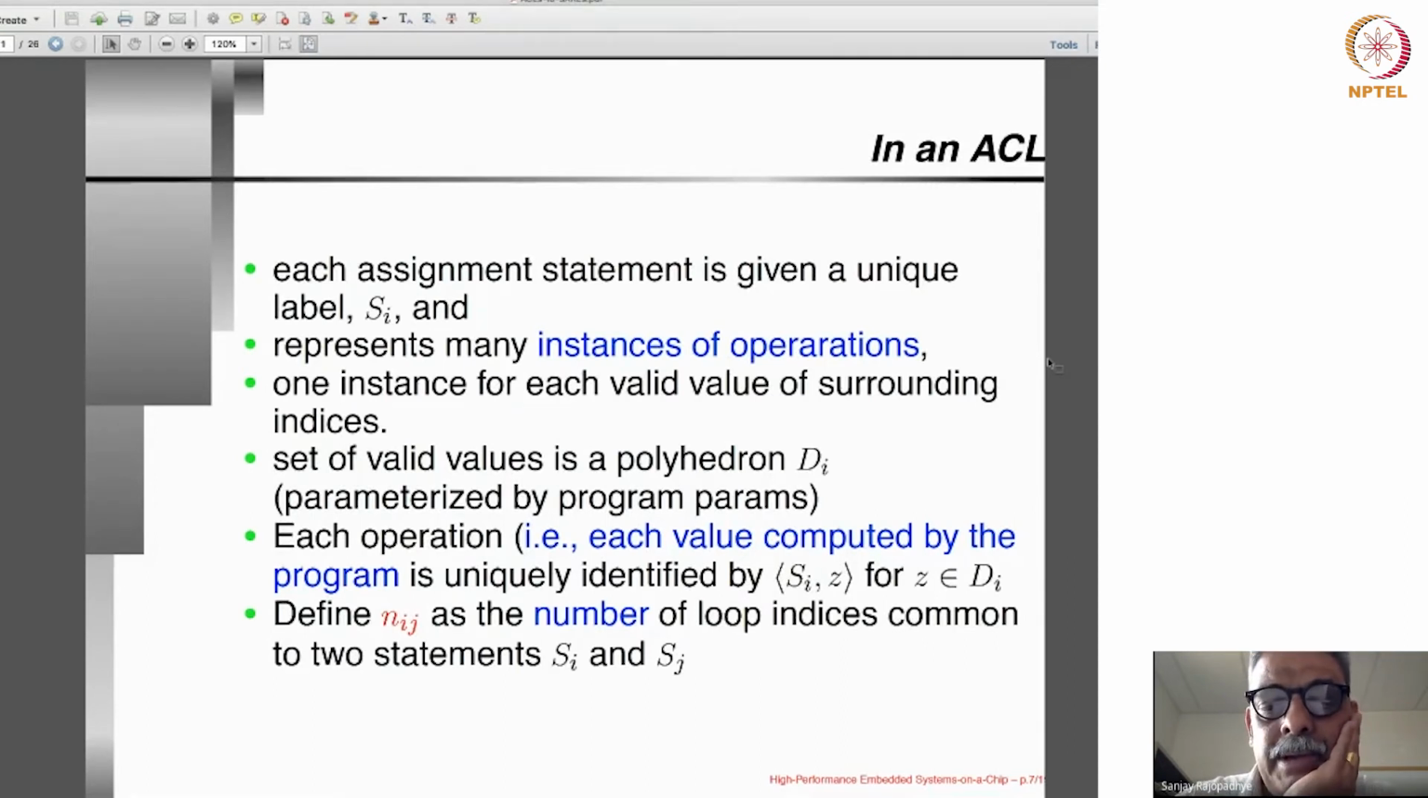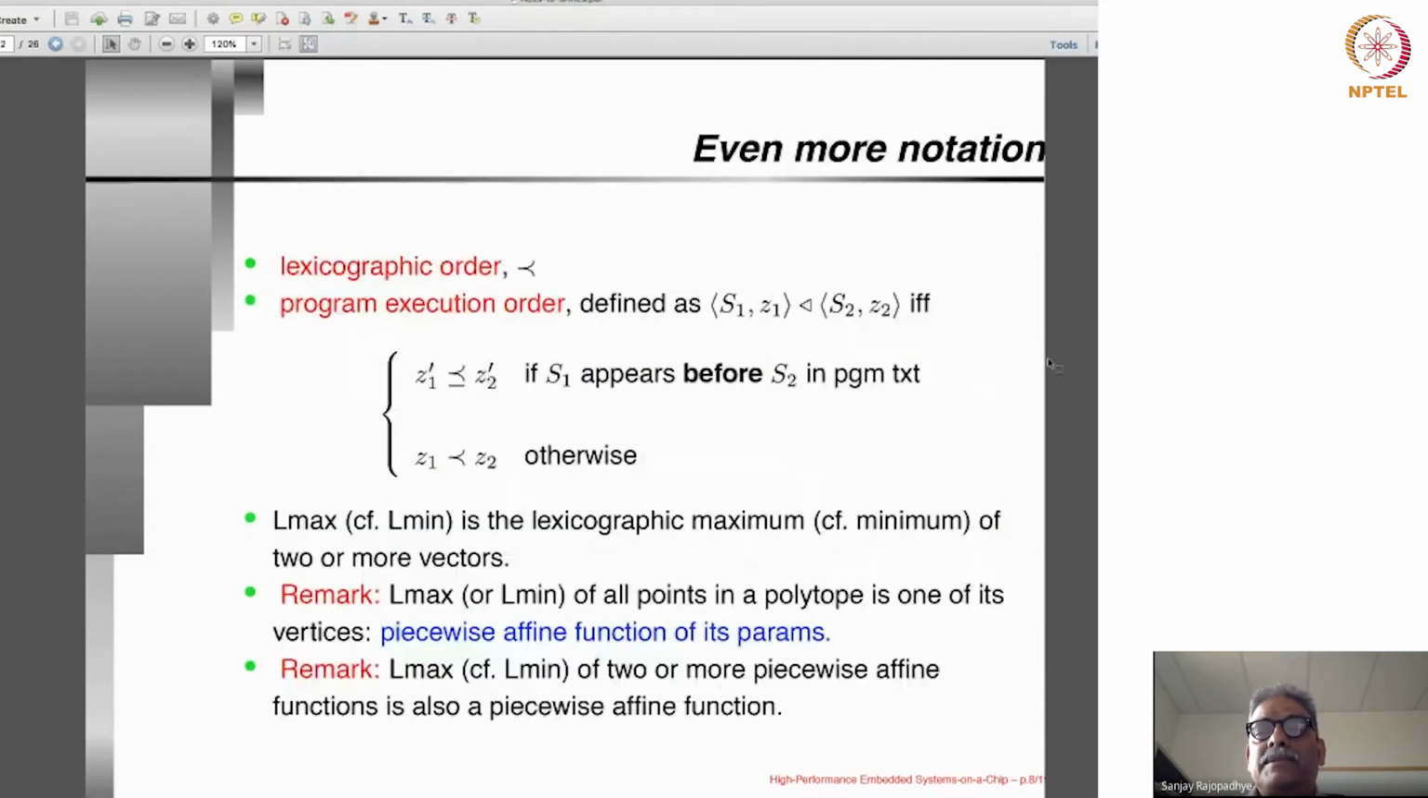Okay? All right. Even more notation. And then I'll talk about two remarks, because these remarks really link up what we want to do with the data flow analysis. We talked about the lexicographic order, right? The program execution order is statement S1 at iteration Z1, statement S2 at iteration Z2.